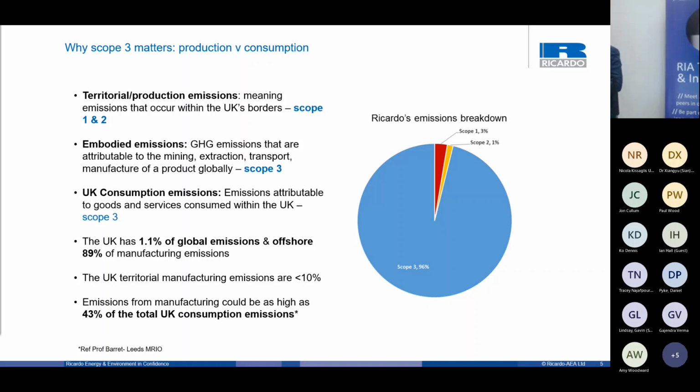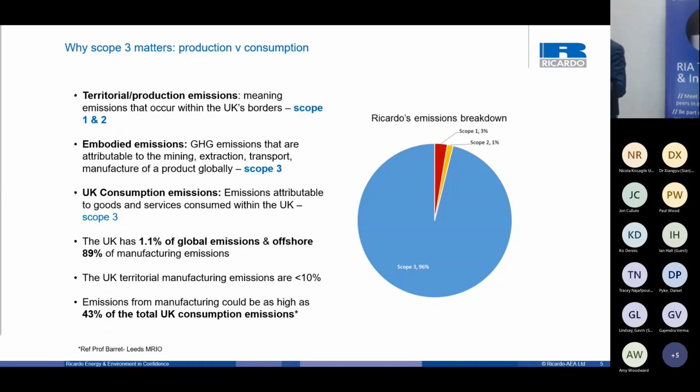So why are scope 3 emissions important? What I thought I would do is go up a little level. We've got COP coming to Glasgow next month. So rather than just looking at the business level or the product level, let's look at the country level as well, because we need to look at emissions at the country level if we are going to start to deliver against COP commitments.